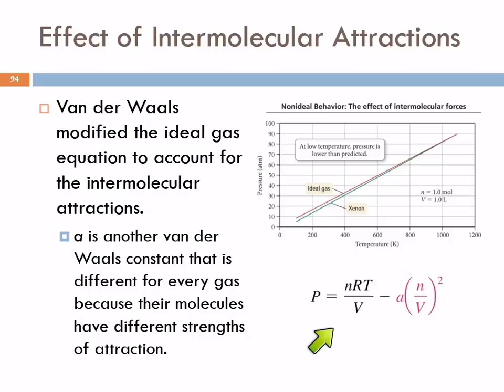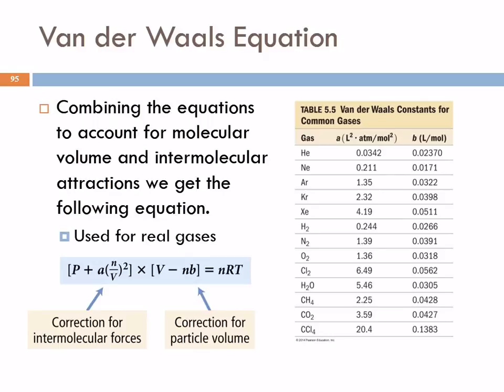So van der Waals also made an adjustment for this, and this uses another van der Waals constant, a, again different for each gas, and this gets thrown in. So the pressure is going to be nRT over V, and then you have to subtract this correction value. There's a table of some van der Waals constants for common gases. And if you put those into the ideal gas law, you end up with this mess. But this can be used to calculate volume or pressure of a real gas pretty much under any set of conditions.